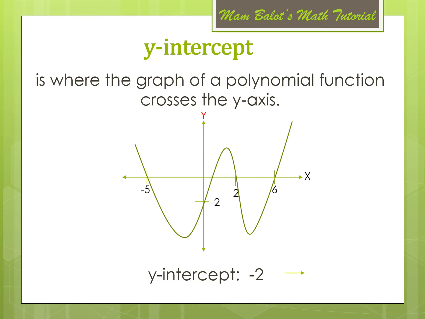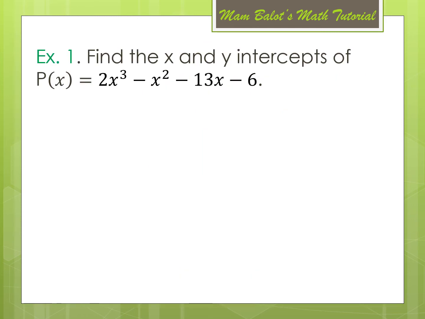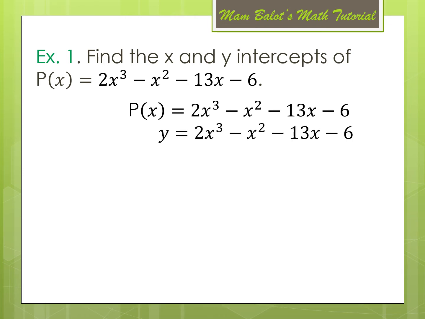And for the y-intercept, the ordered pair is (0, -2). So to solve for the y-intercept, we will let x equal 0. Going back to example number 1, we have the function 2x cubed minus x squared minus 13x minus 6. We can also express this as y is equal to 2x cubed minus x squared minus 13x minus 6, since p of x is just an expression that it is a function, so we can substitute it by y.